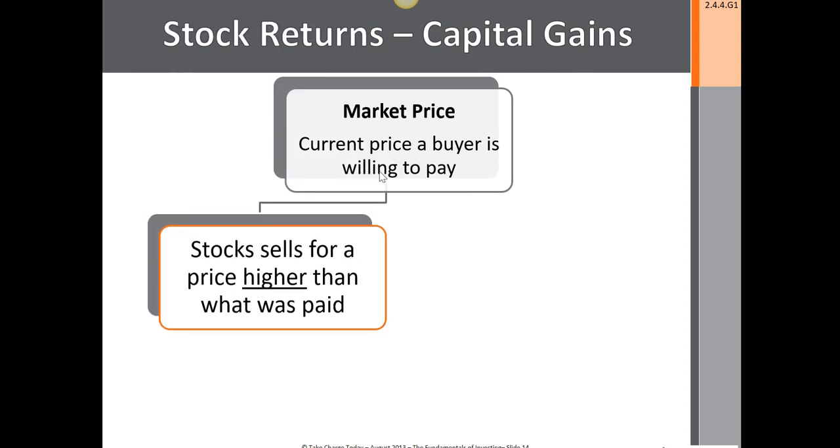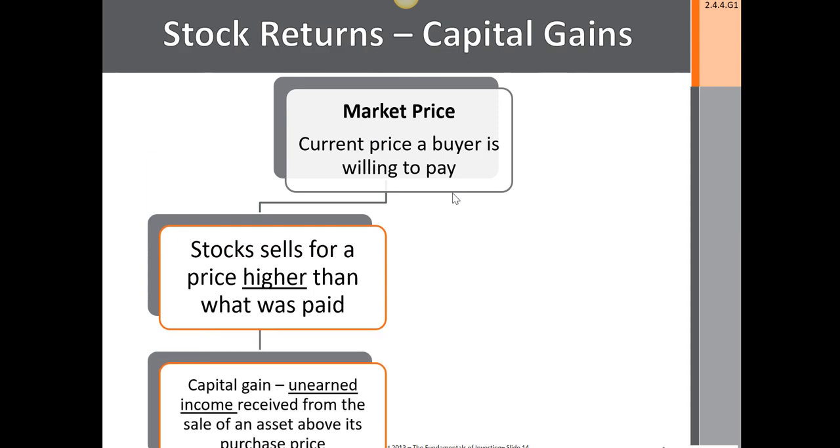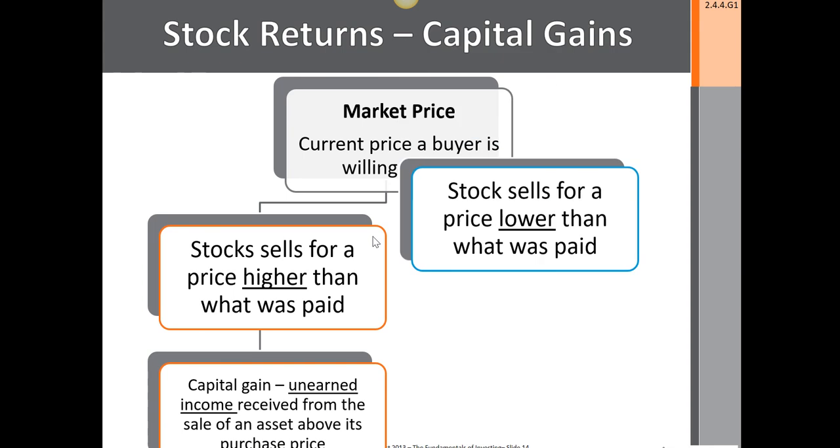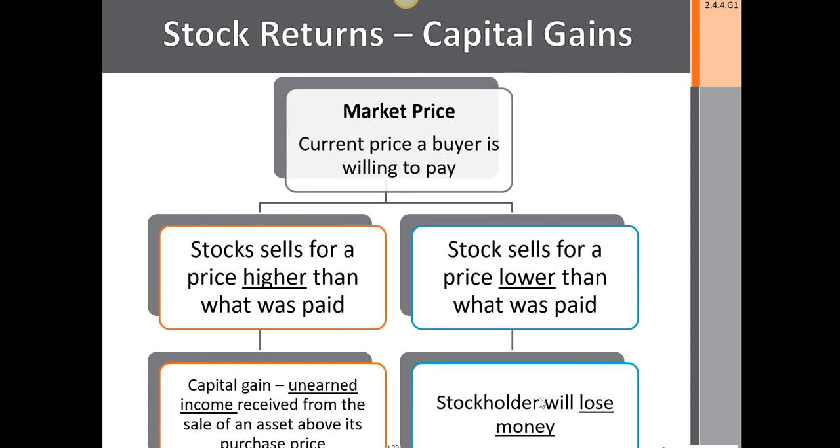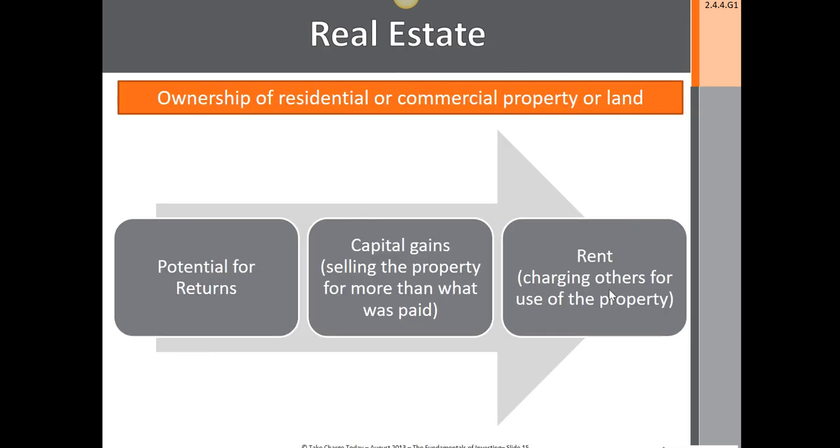Market price. That's the current price a buyer is willing to pay. So that's whatever the stock is selling for. A stock can do two things. It can sell for a price higher than what was paid, which means you pay $100, you sell it later for $120. That's a capital gain, which means you have unearned income received from the sale of an asset above its purchase price. You receive that $20, but it's not coming back to you cash in hand. The other option is that a stock sells for a price lower than what was paid. That's what you don't want, and you will lose money if that happens.